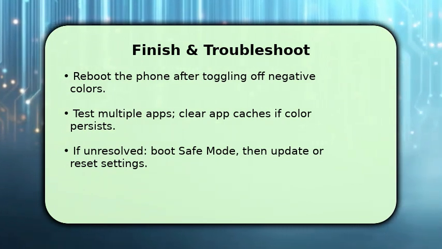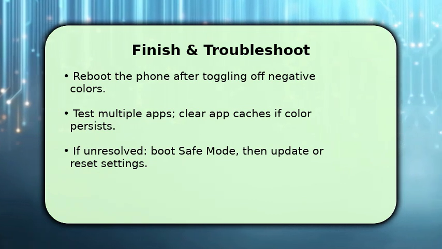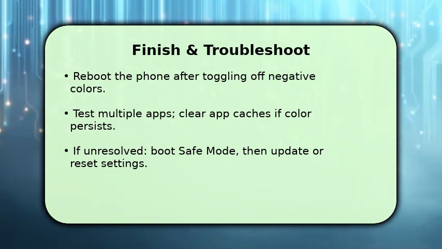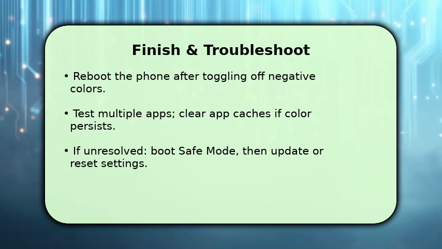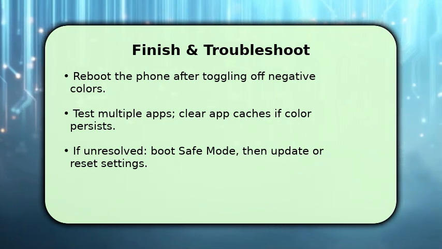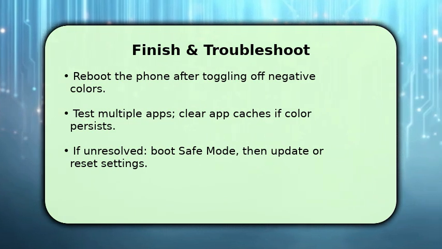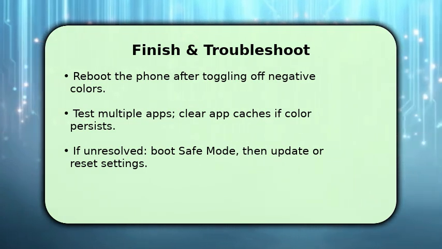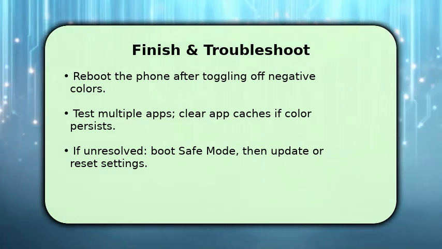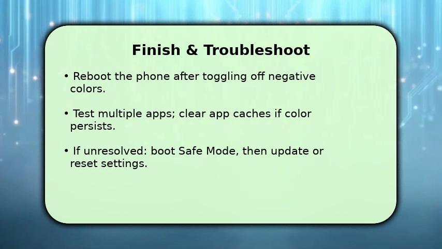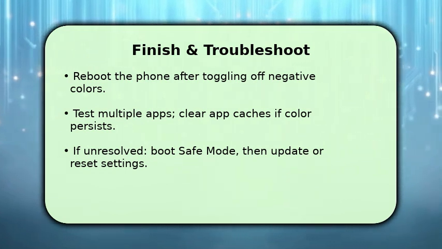normal. If one app still shows negative colors, clear that app's cache or force stop and reopen it. Some apps cache shaders. One key troubleshooting tip: boot into safe mode. If colors are normal there, a third-party app caused inversion, so uninstall recent apps. If problems continue, update the OS or reset accessibility settings to defaults.